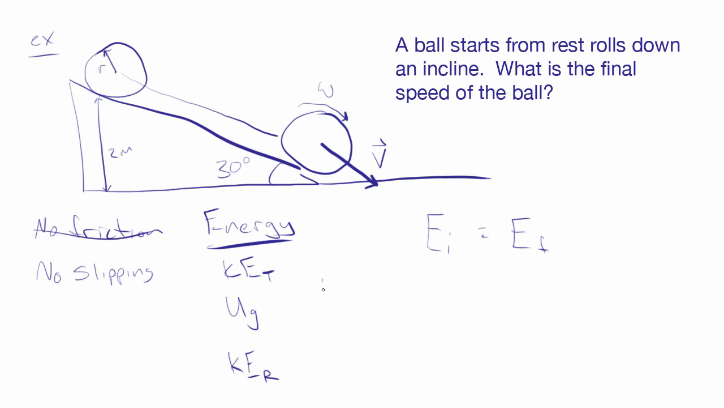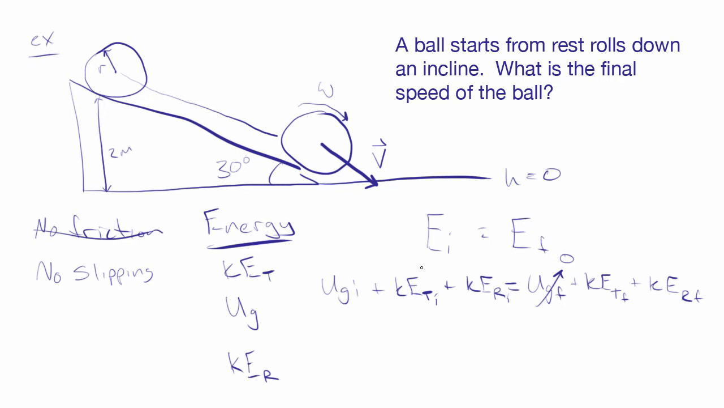If I write down all of my terms, I have initial gravitational potential plus translational kinetic energy plus rotational kinetic energy, and these are all initials. That's got to be equal to the final gravitational potential energy plus the translational kinetic energy plus the rotational kinetic energy. Okay? I'm free to make all sorts of definitions here, so I'm going to say that height is 0 at this point. That means that my final gravitational potential energy goes to 0. And we know that this thing is starting from rest, so my initial kinetic energy terms both go away.